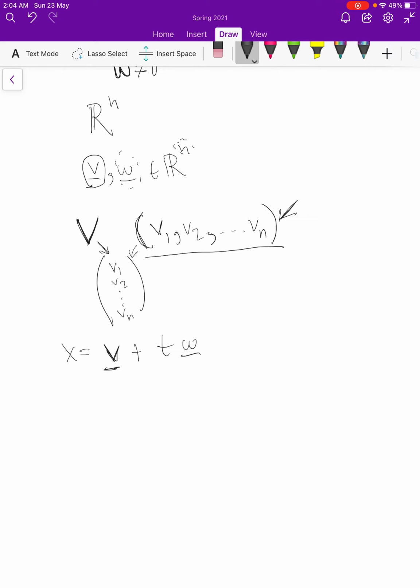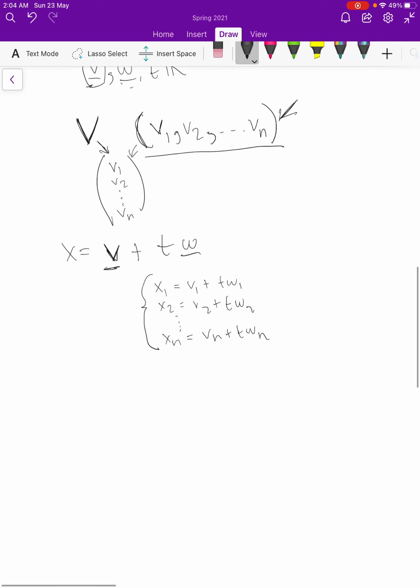And you can generalize the concept of parametric equations as well. So we have n parametric equations because these are x1 is equal to v1, sorry, that's not a vector, it's an element component, v1 plus t w1, x2 is equal to v2 plus t w2. This extends to xn is equal to vn plus t wn, which might be useful later on.